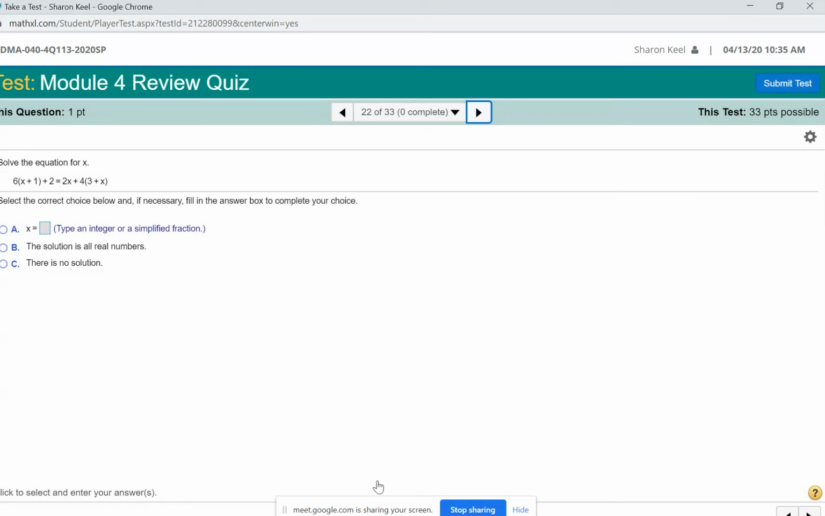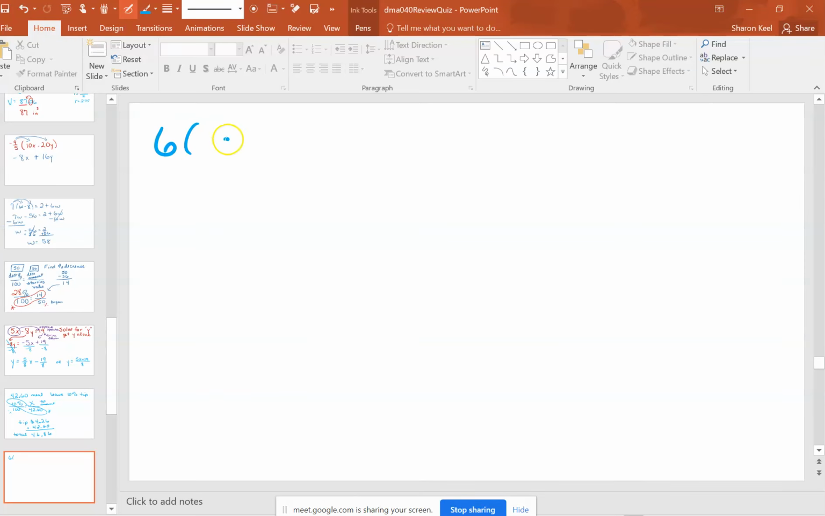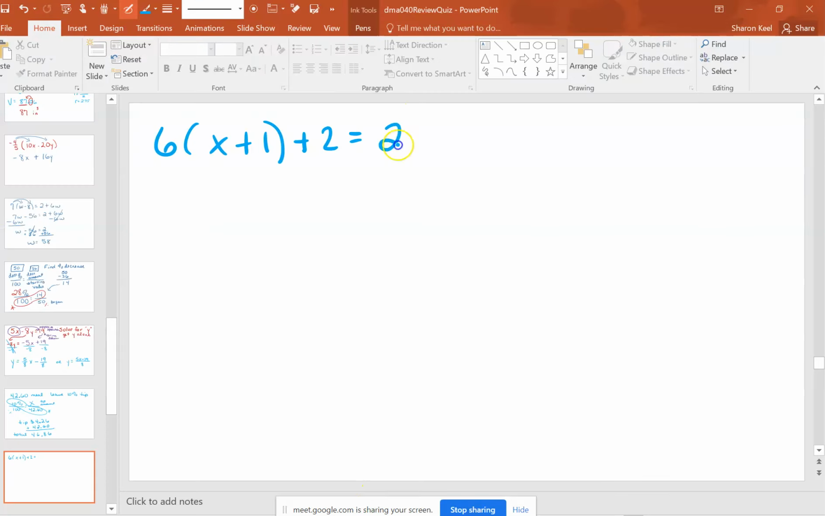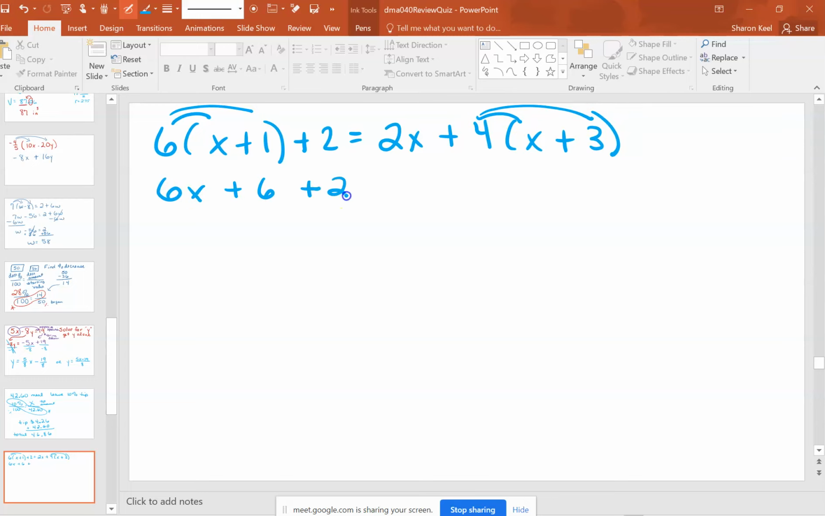Solve this equation. 6 times x plus 1, plus 2, is equal to 2 plus 4 times x plus 3. Okay, so first we're distributing here, and we're going to distribute here. So we've got 6x plus 6 and a plus 2 equals, bring down 2x, distributing here, we get a 4x, and 4 times 3 is 12.